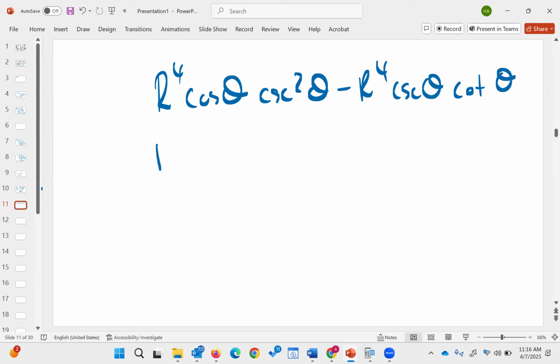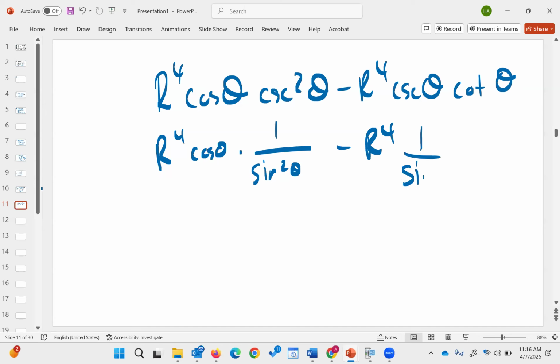All right, some trig functions here. Let's make everything into sines and cosines. Anybody help me out here? What is cosecant? 1 over sine squared theta. Perfect. Big R over here. And cosecant is 1 over sine, and cotangent is cosine over sine. Is that right? Oh, cool.